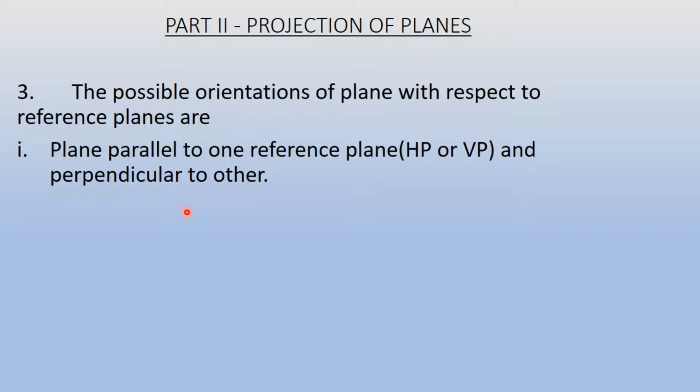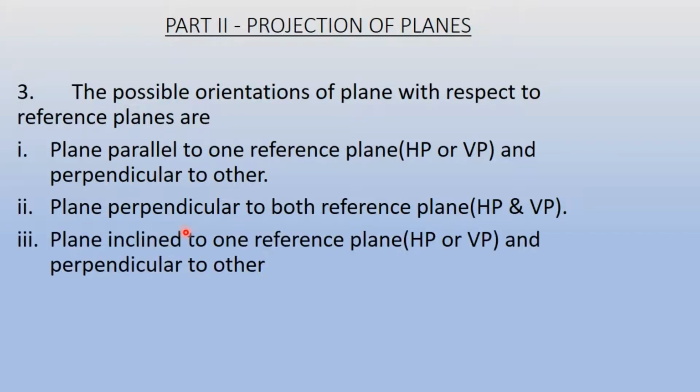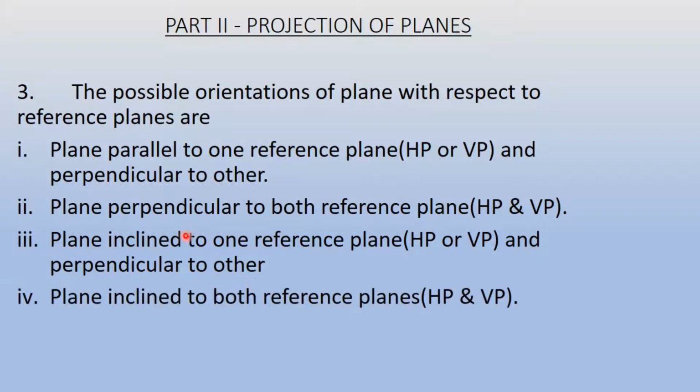The first case is a plane parallel to one reference plane, horizontal or vertical, and it will be perpendicular to the other plane. The second case: the plane is perpendicular to both reference planes. It can also happen that a plane can be perpendicular to both the reference planes. The third case: the plane is inclined to one reference plane and perpendicular to the other. The last case: the plane is inclined to both the reference planes.